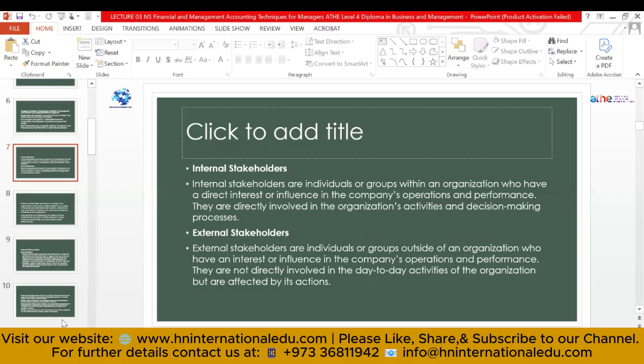However, the external stakeholders, these are the individuals or the groups outside of an organization who have an interest or influence in the company's operation and performance. What's going on with the health, regardless of project, profit, retained earnings. They are not directly involved in the day-to-day activities of the organization, but are affected by its actions. So whatever the actions, decisions are taken by the internal management and stakeholders, it is going to affect the externals too.